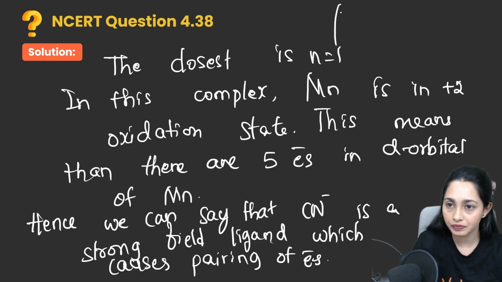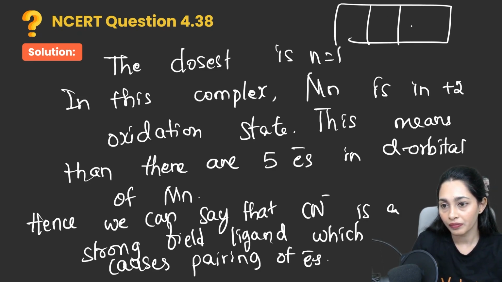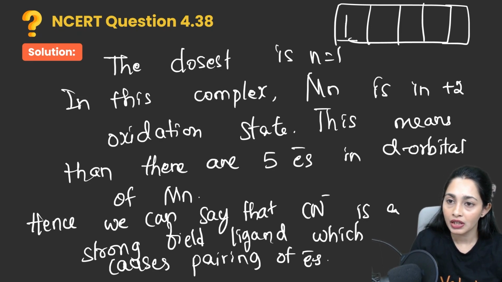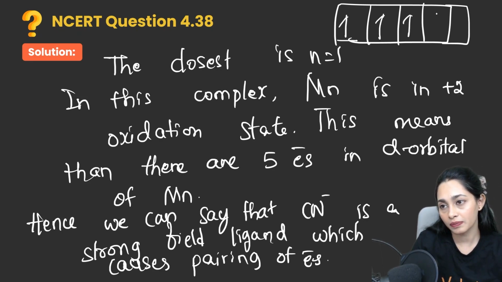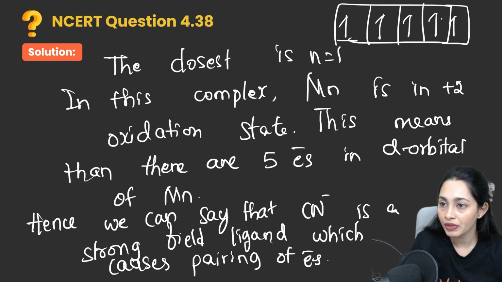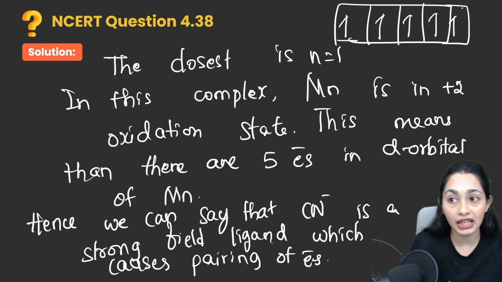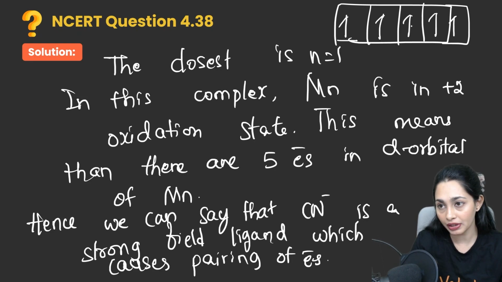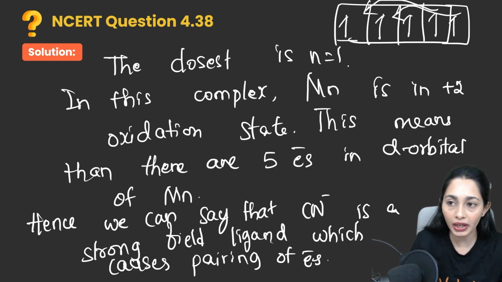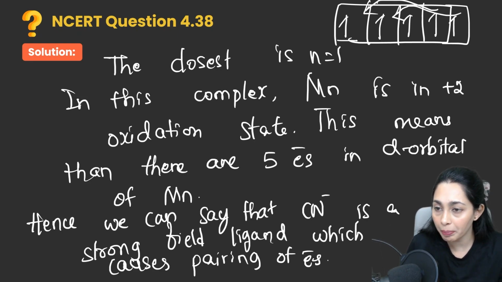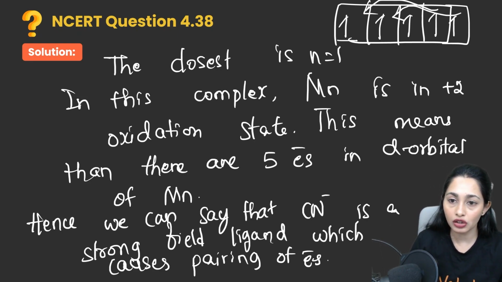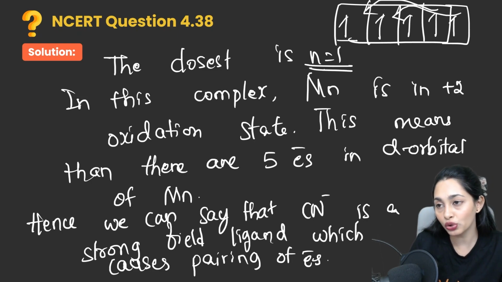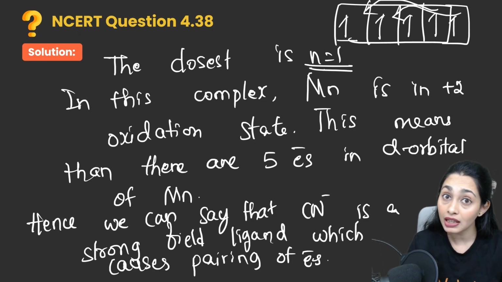See here, d. Okay, this is d orbital. So there were 5 electrons in Mn2+. As there is a strong field ligand that is approaching, pairing up happened and this went here. So pairing up occurs. That's why the closest value is n is equal to 1. That's why the magnetic moment is lesser.